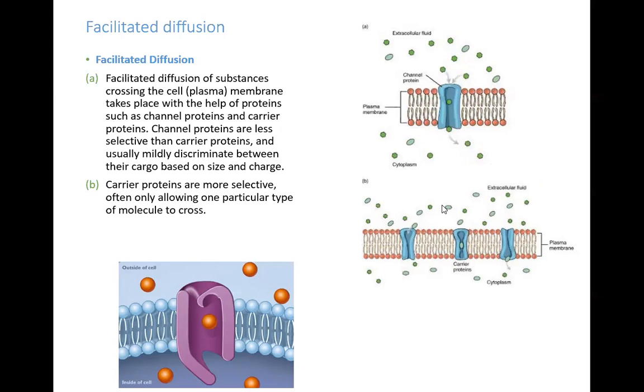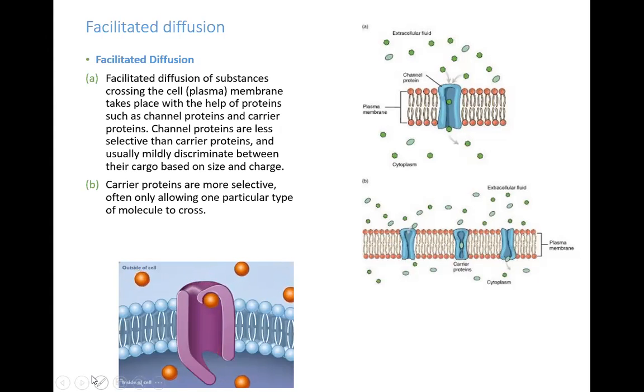A carrier protein will change its shape to allow some other material to come through. Like in the bottom screen on the left-hand side there, you see that purple structure. That's a carrier protein. A carrier protein usually has a specific shape on it that a molecule can land on. That molecule could be glucose. It could be an amino acid. It could be any number of things. When it lands on that receptor site, the whole protein changes its shape, closes the opening to the outside of the cell, and opens the opening to the inside of the cell.